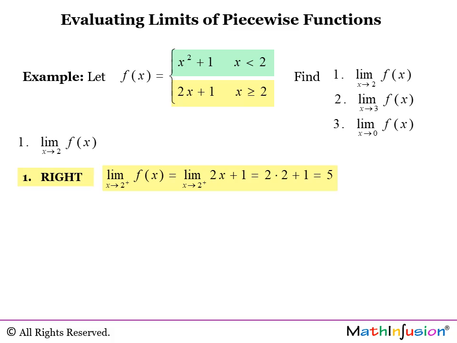This is just a polynomial, so we can go ahead and substitute. And when we do this, we get 5.